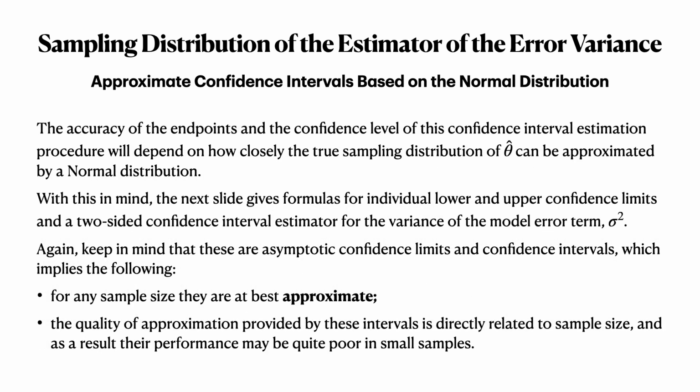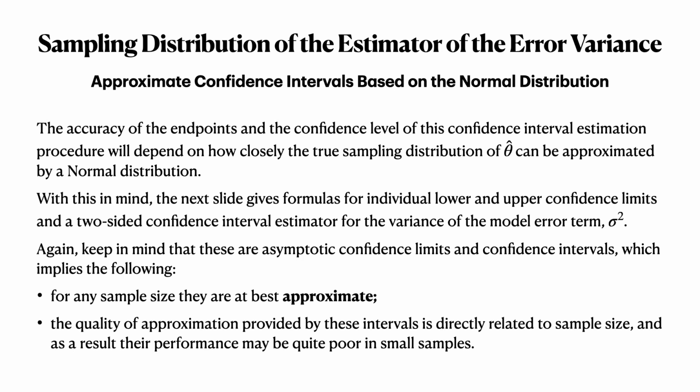The accuracy of the endpoints and the confidence level of this confidence interval estimation procedure will depend on how closely the true sampling distribution of theta hat can be approximated by a normal distribution. With this in mind, the next slide gives formulas for individual lower and upper confidence limits, as well as a two-sided confidence interval estimator for the variance of the model error term, sigma squared. Again, keep in mind that these are asymptotic confidence limits and confidence intervals, which implies the following.